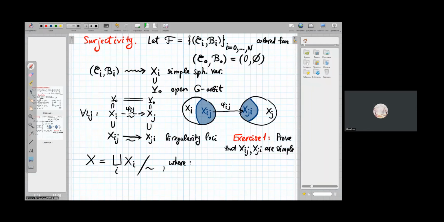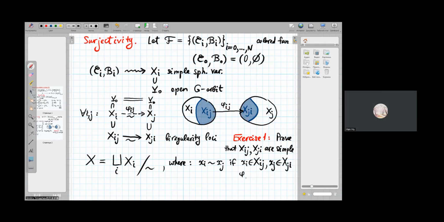A point xi in big Xi is equivalent to a point xj in big Xj if, as I said, xi belongs to big Xij, xj belongs to big Xji, these open subsets in here and in here, and these points are related under this map.